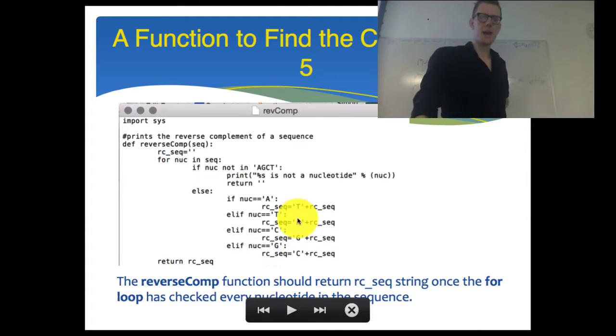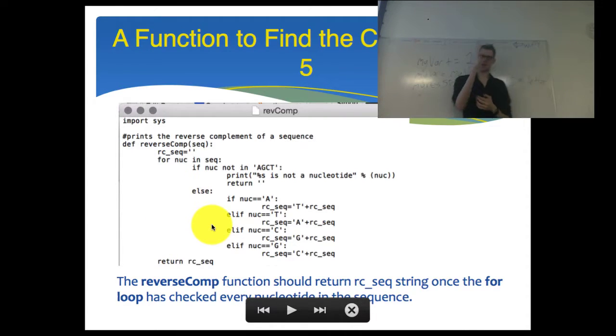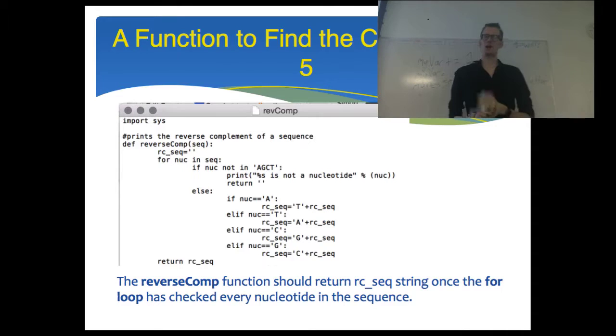So if our nucleotide is an A, rcseek equals T plus rcseek. Else, if our nucleotide is a T, colon, new line indentation, rcseek is equal to A plus rcseek. Be very careful with the indentation and keeping everything in the same line as I do here. And don't forget the colons on the end of the lines that correspond with if statements or else statements, for example.